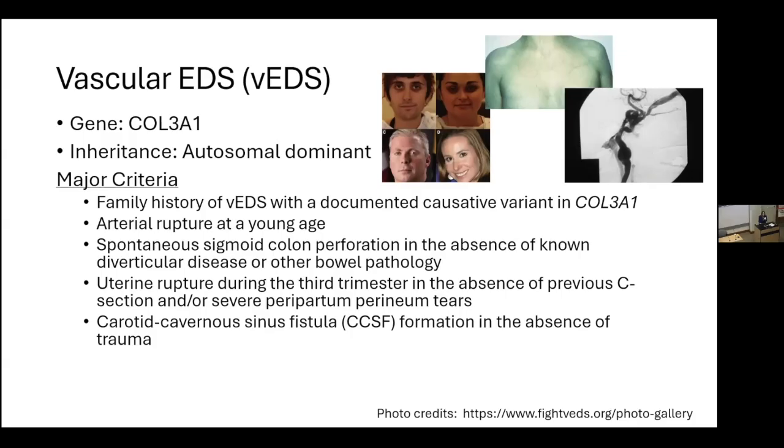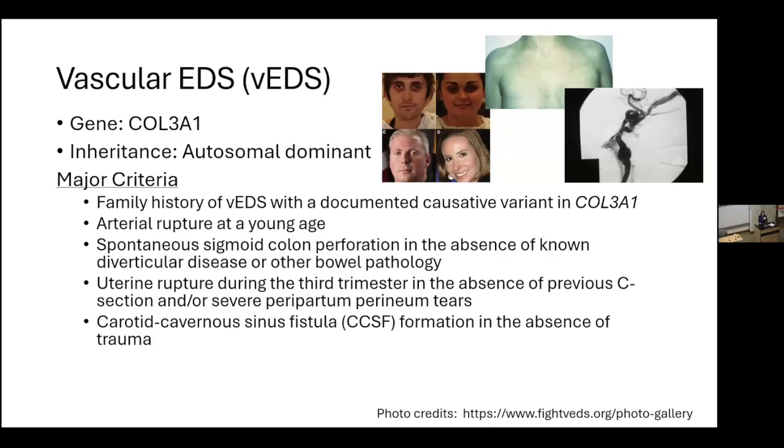Now, the vascular type of Ehlers-Danlos syndrome is probably next up in terms of the prevalence, just behind the classic type. And this one is probably in the range of between 1 in 3,000 and 1 in 5,000. The classic type more in the 1 in 3,000 range based on published literature right now. Vascular EDS is caused by pathogenic variants in COL3A1 and is inherited as an autosomal dominant.